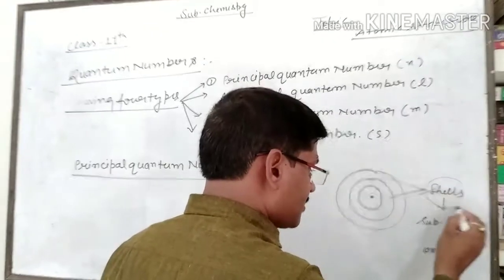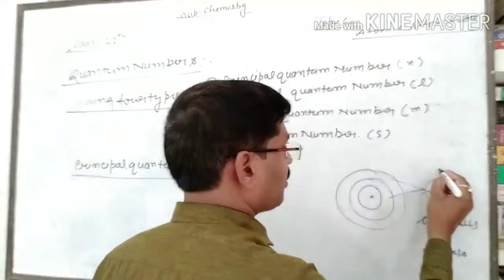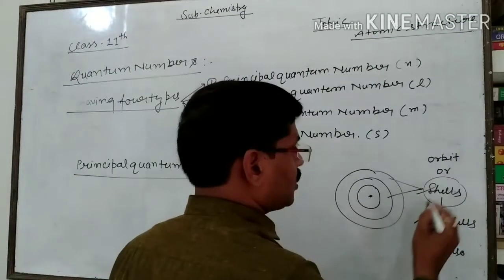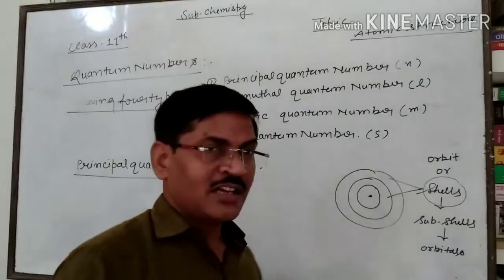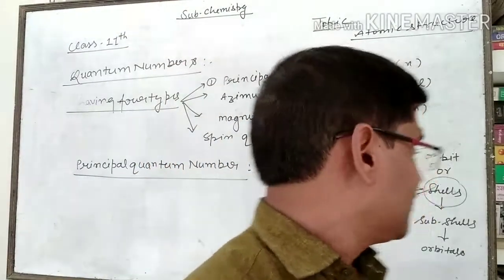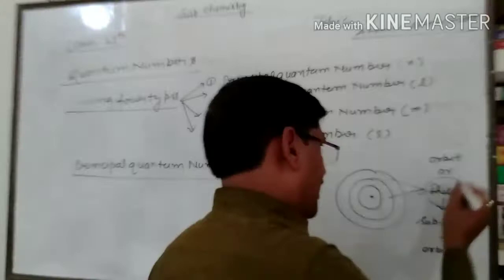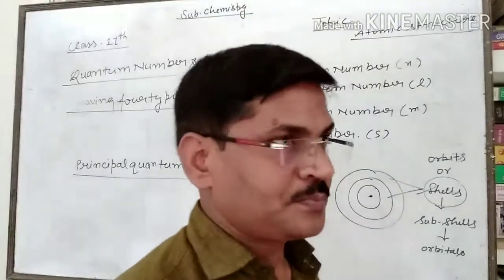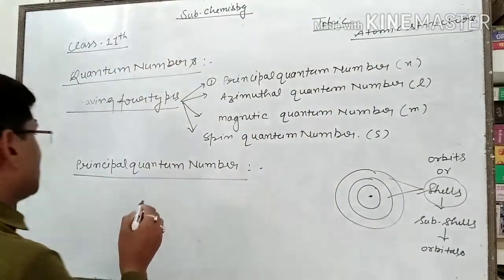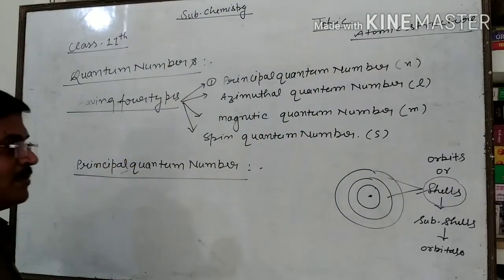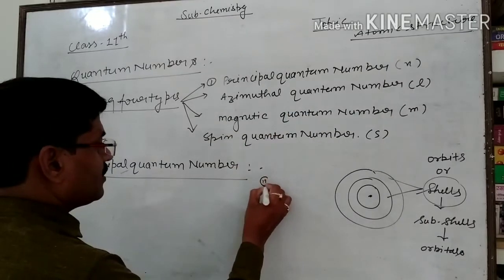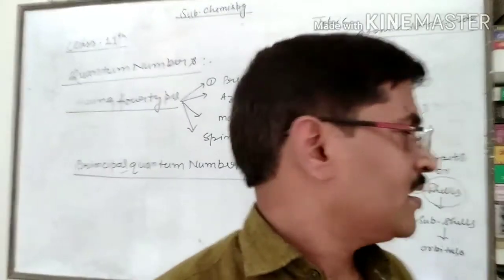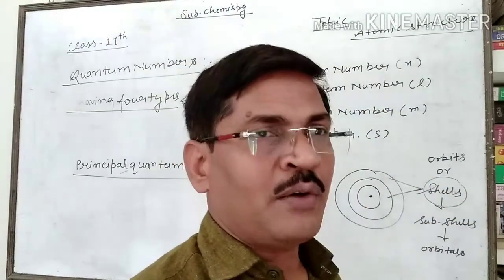One thing to remember, sometimes you have seen that shells are also known as orbits. So orbit and orbital are two different terms. Shells are orbits you can say, and orbitals are a sub part of the subshells. So what is the principal quantum number? This is the quantum number which is represented by small n, and it represents the position of an electron in the shell or in the orbit of an atom.